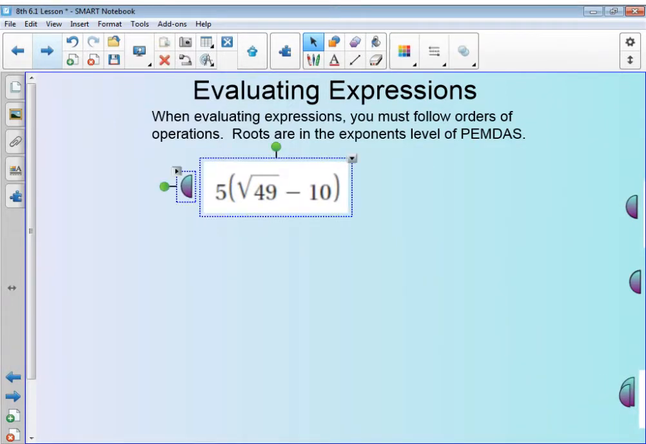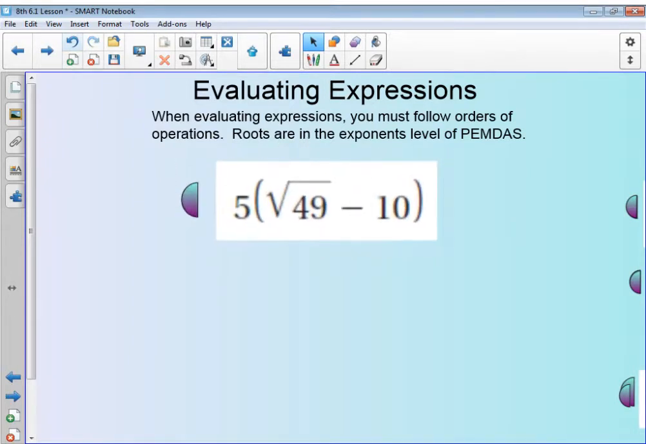Okay, I want you guys to try this one. So this time you do have a parenthesis. So you're going to go ahead and solve everything that's inside of that parenthesis first, still following the PEMDAS. So go ahead, pause your video, work your way through this one and then check yourself.